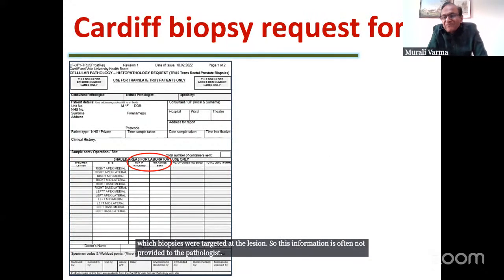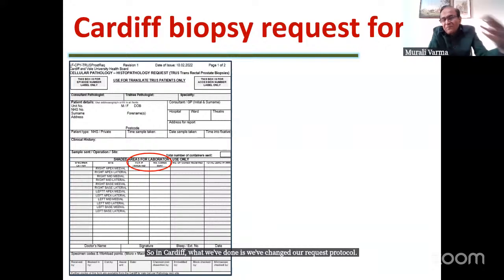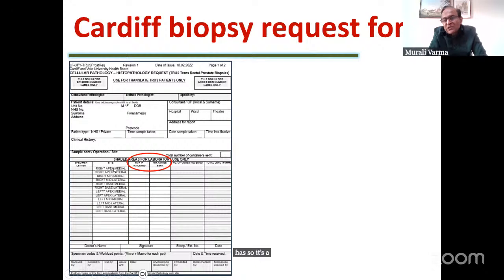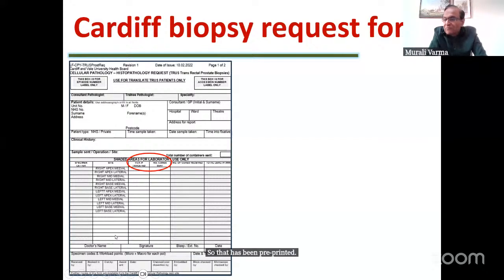So in Cardiff, what we've done is we've changed our request protocol. Our request form, the form that the clinicians fill up, is a tabular form, because they've got their standard sites they take. So that is being pre-printed. There is place for them to add more sites, and they can delete out sites if they don't take it. But then we add these 2 columns, and in that we ask them to say the number of biopsies they have taken from each site.